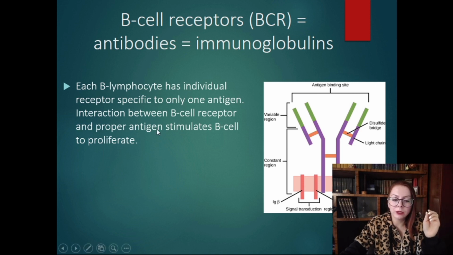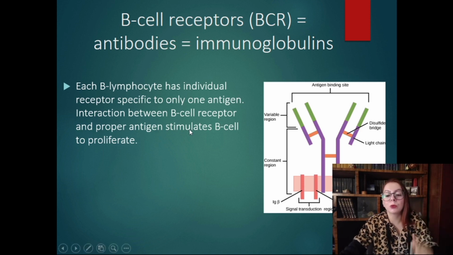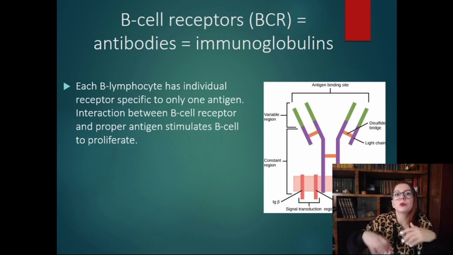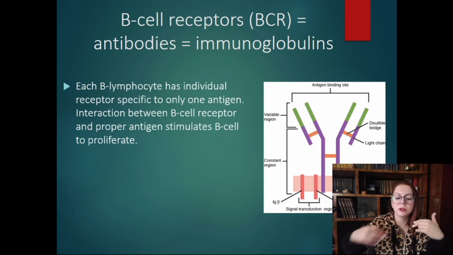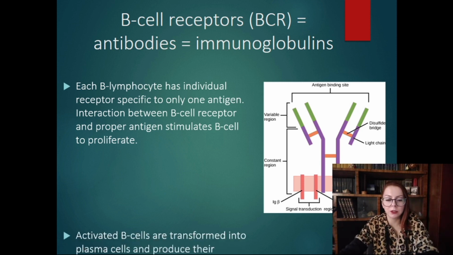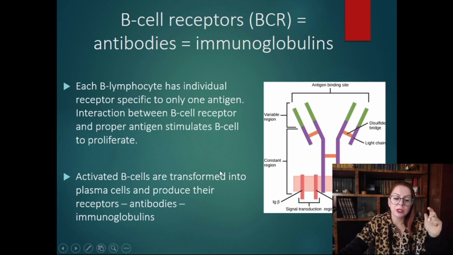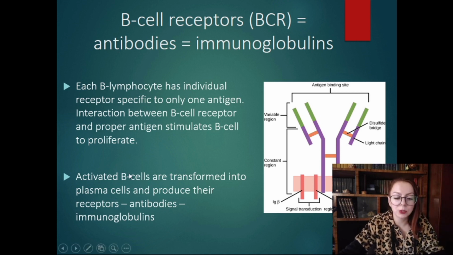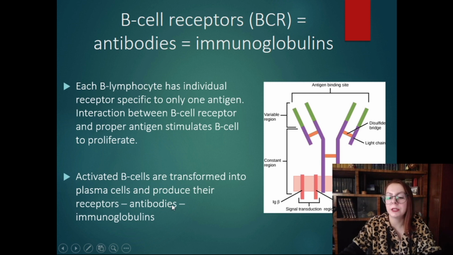Interaction between a B cell and its proper antigen stimulates the B cell to proliferate. So when we deal with an exact infection, if the infection is caused by an antigen recognized by this particular antibody, such B cells get activated to produce more antibodies. They start to proliferate and increase in number. Then activated B cells are transformed into plasma cells and produce their receptors, antibodies, immunoglobulins, to neutralize this antigen. And that's what we are going to discuss in the next lecture.